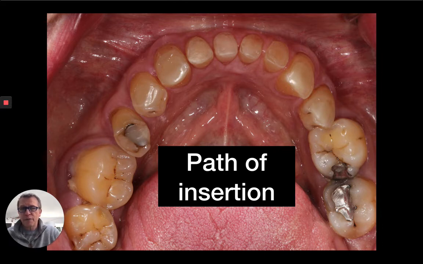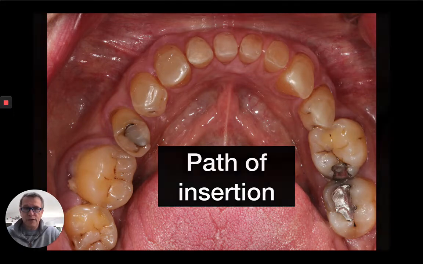So, we have lots of direct ways that you can do it, but doing it indirectly. And with the advent now, not just of milling, but certainly of printing, where we can print multiple restorations in one fell swoop, this is going to make a massive move forward, I think, in these treatments.